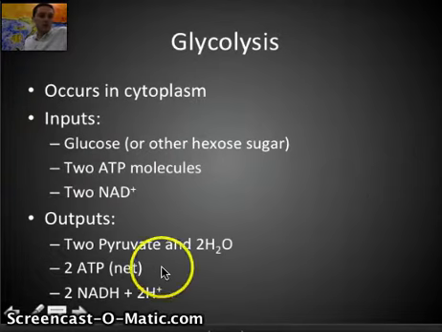This ATP is going to be obviously useful for the cell. The pyruvate is what's going to be used in our next portion to actually continue cellular respiration, and the NADH and 2 hydrogen ions will be used during the electron transport chain portion of cellular respiration. In our next video, we'll look more specifically at this process and the details of the electron transport chain and how we get a high yield of ATP.